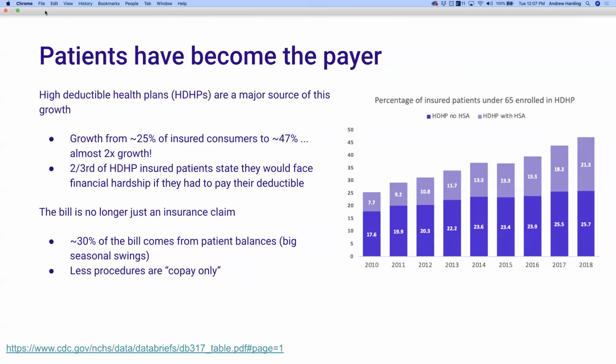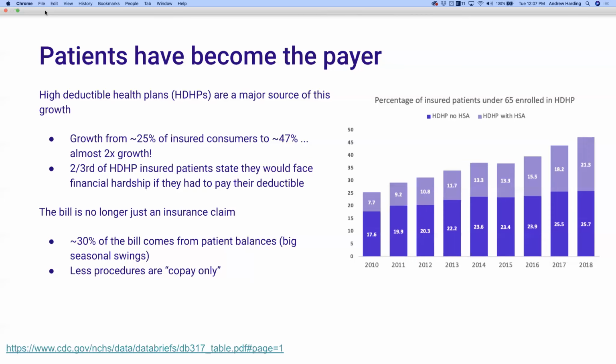And then on top of these higher balances, we're seeing less and less procedures covered by what we call copay only, where the entire thing is covered by a $25 or $40 or $50 copay. Instead it's going towards the deductible, towards the coinsurance and out-of-pocket maximum. So when you think about the last decade or so, your patients have become a payer, and you have to treat them very differently than your insurance companies.